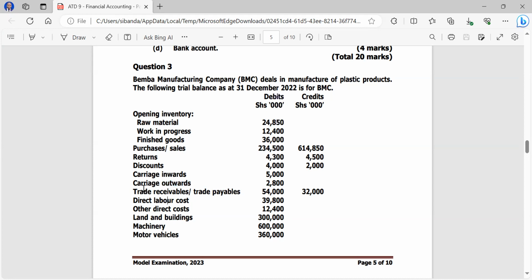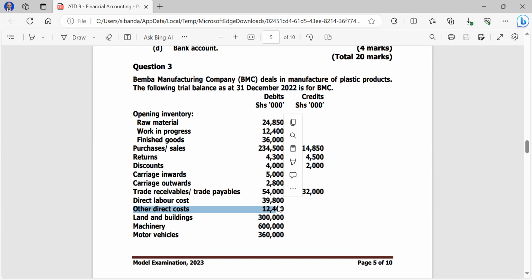The examiner also comes here and combines trade receivables and trade payables. So yours is to know that 54,000 relates to trade receivables, well, 32,000 relates to trade payables. So we move to direct labor cost. Of course, this is more of an expense side. Other direct costs, more from the expense side. But for manufacturing accounts, we'll be able to understand how we classify these.